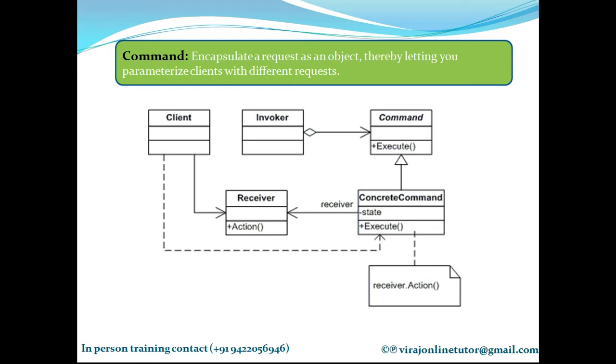So when n number of classes interact with each other, there is a request-response that's happening between different classes. So the request is encapsulated as an object. That's the command design pattern. The request is encapsulated as an object, thereby letting you parameterize the clients with the different requests. Since each request is encapsulated as an object, definitely we can make the object parameterized, right? Since each request is converted into an object, it lets you parameterize the clients with the different requests.